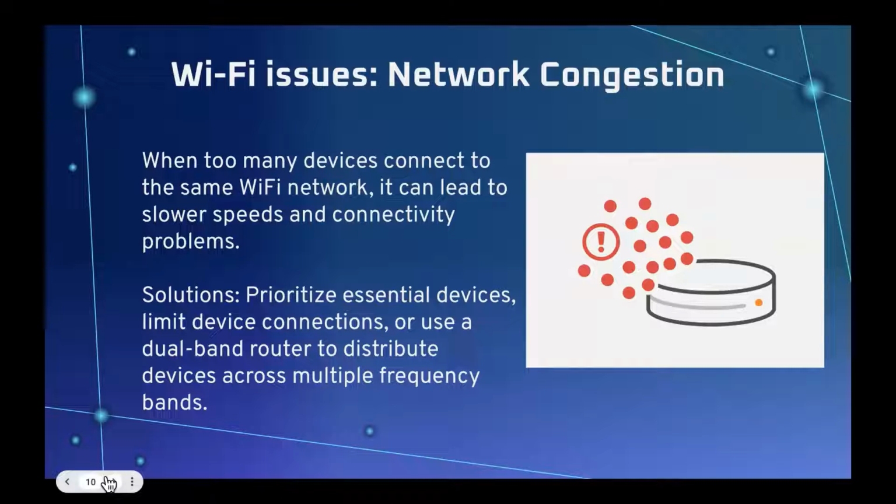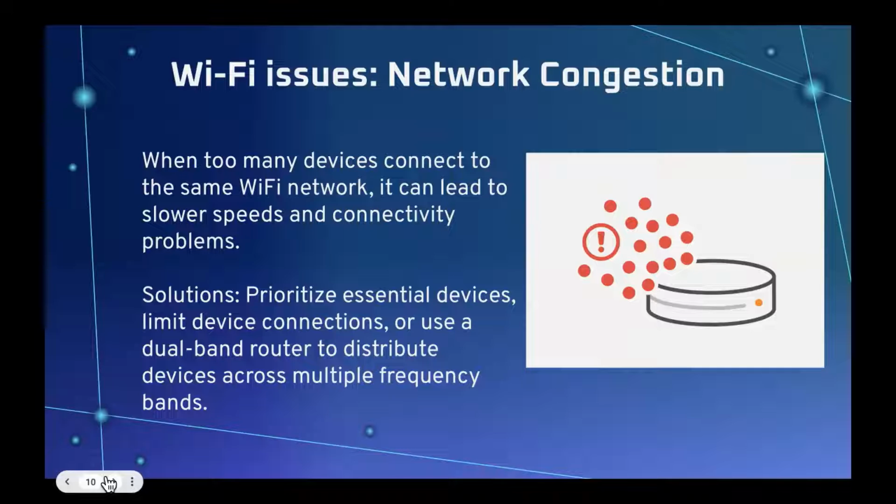A solution to this is prioritizing the most essential devices. So deciding, is it most important for you to be connected on your computer? Maybe you can use data on your mobile device just to free up some space. You can also limit the number of devices you connect, or you can even use a dual band router to distribute devices across multiple frequency bands, which will then allow all of those devices to be connected to the one Wi-Fi network.